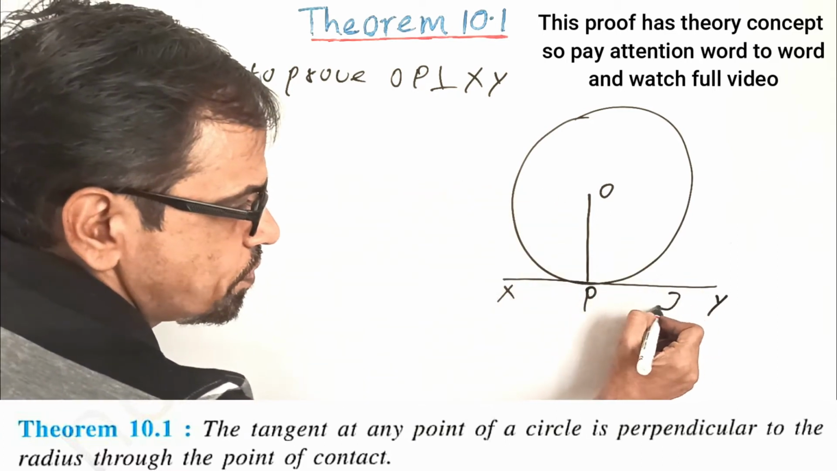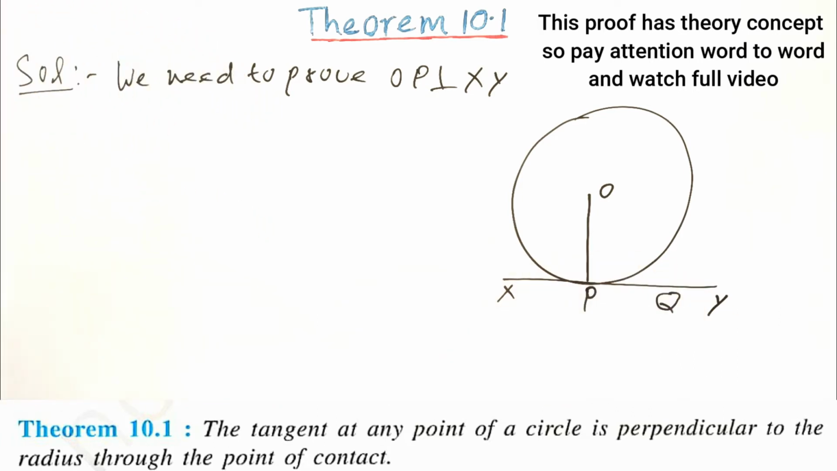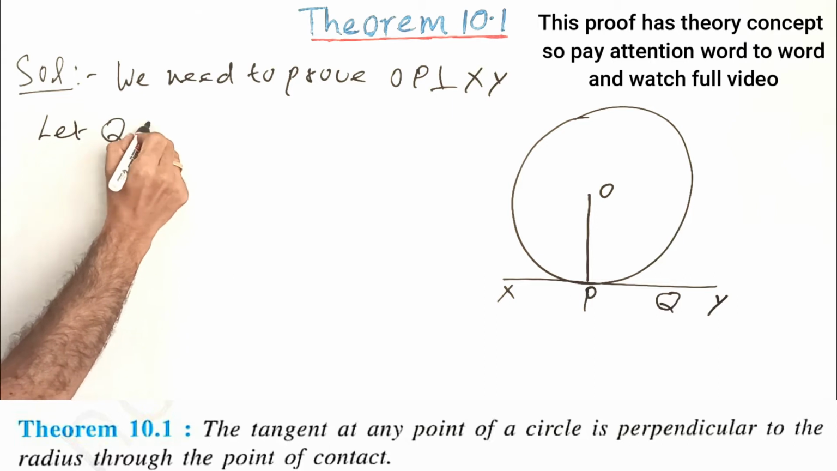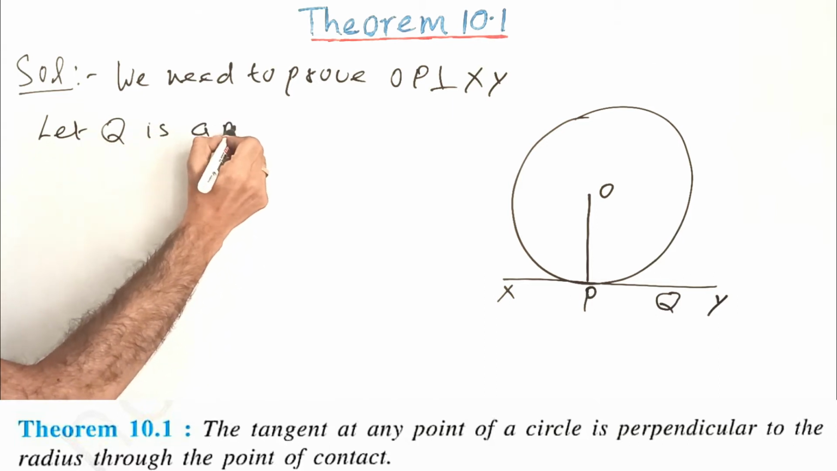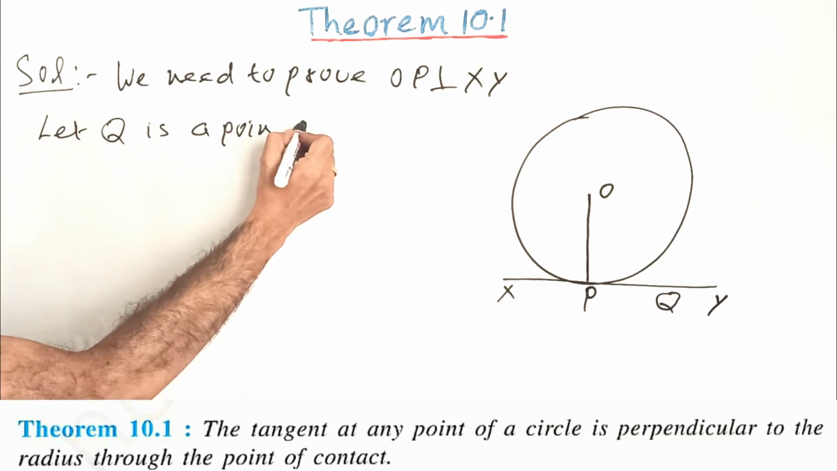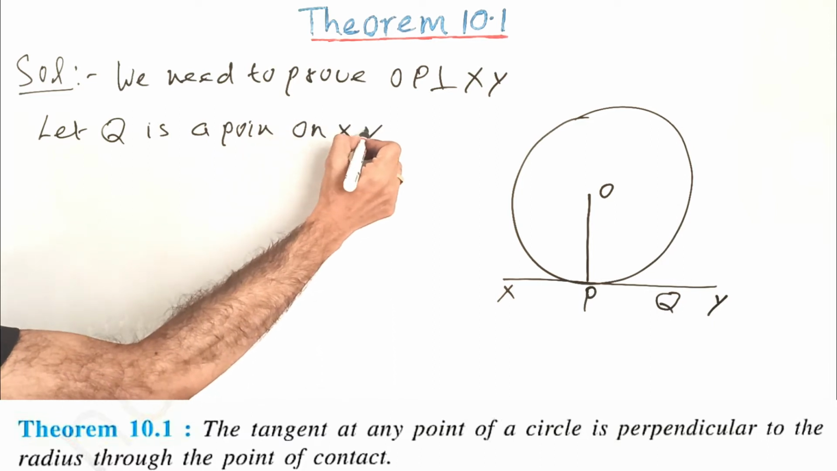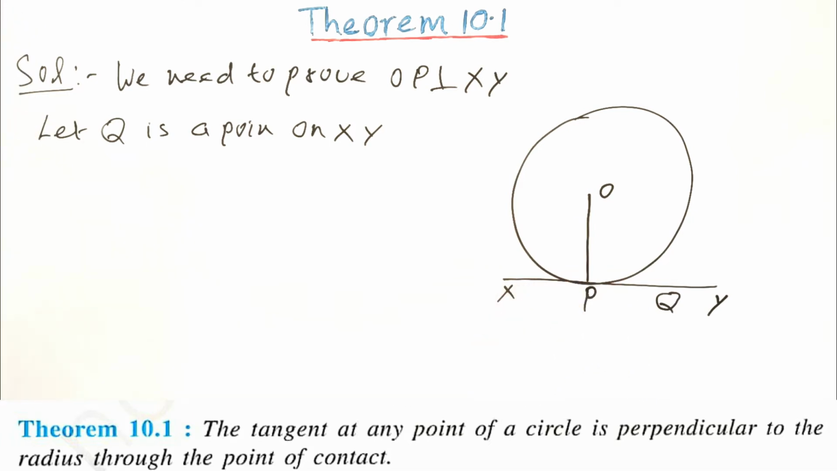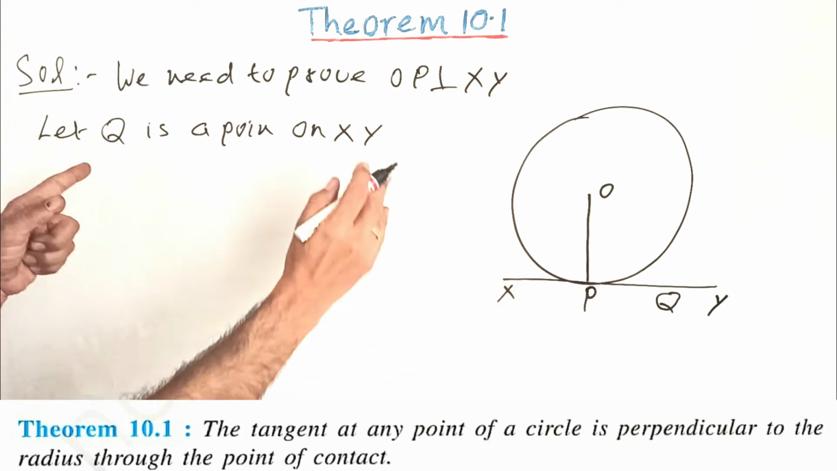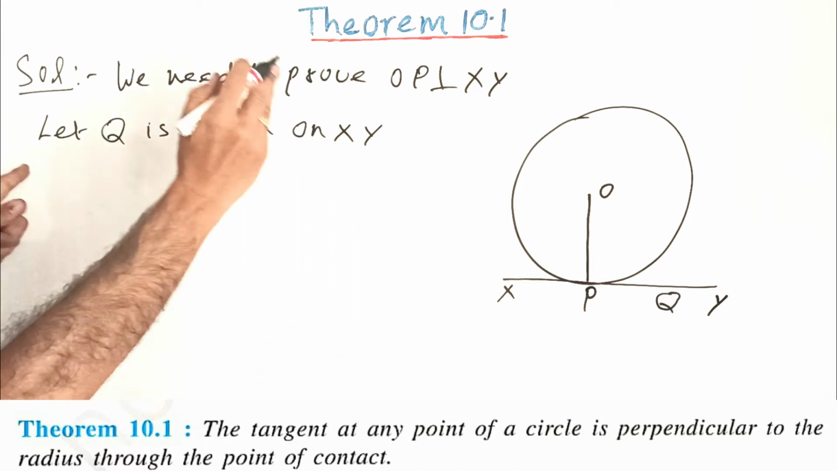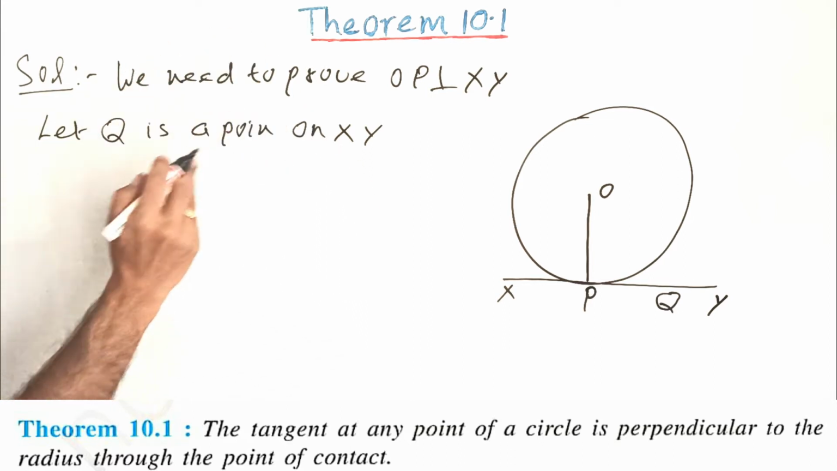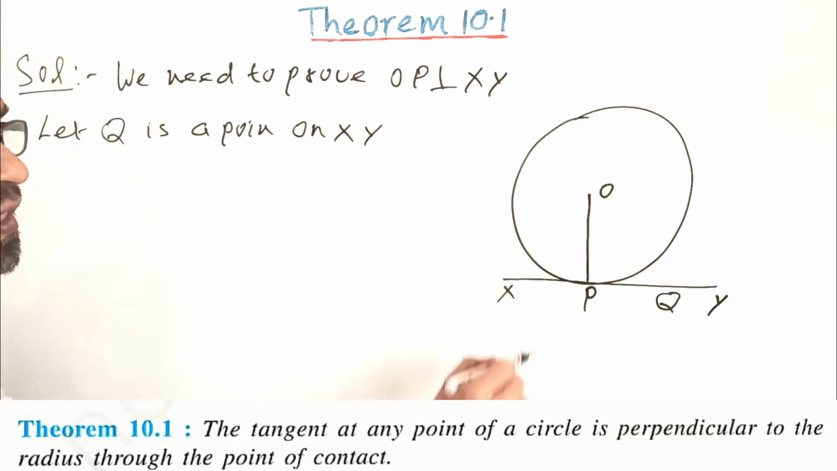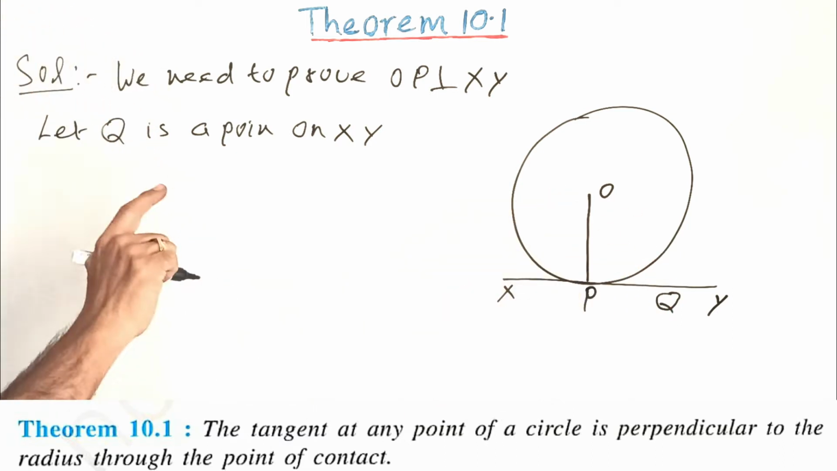So first of all, we will do one thing. We will suppose one point Q on XY. So we will write, let Q is a point on XY. See, we are seeing it is very easy to see Q is outside the circle. But what I said earlier, we need here the theoretical approach. So you have to pay attention on the conceptual aspect that this is on the XY. We can't say this is the outside. We have to justify it here.